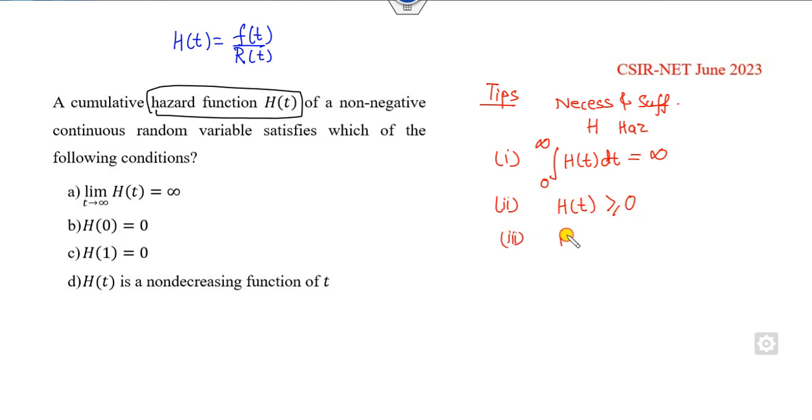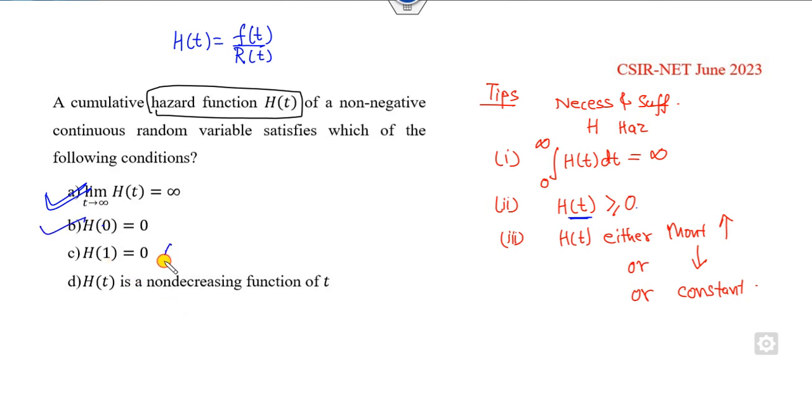And third, h of t is either monotonic increasing or monotonic decreasing or constant. Fine. These are the properties. So look at that. This property holds by using this concept. H of 0 is 0 is satisfied. Fine, there is no issue.